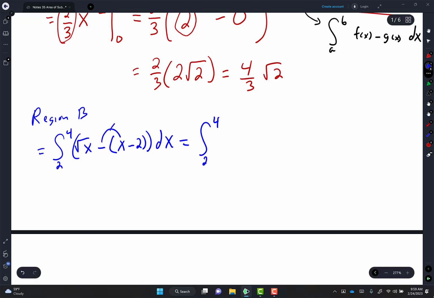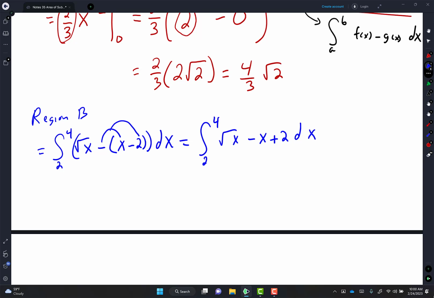Distribute that negative. Square root of x minus x plus 2 dx. Now it should look the same as what the integrand is on the very top. Is everyone okay? Do we have any questions?